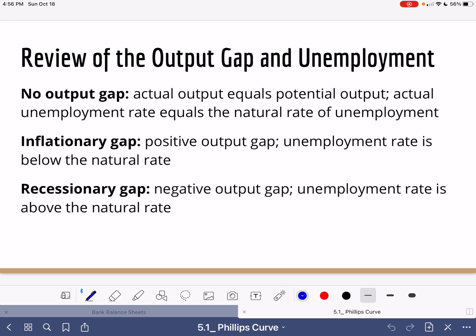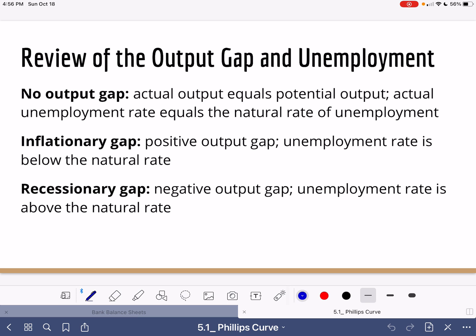Before we look at this new graph, just a quick review of the output gaps and unemployment. We really need to understand what these gaps are and what they mean, because when we start drawing these on our Phillips curve, that's going to help us make sure we're placing the point in the correct spot. No output gap is when the actual output equals potential output. So this is no output gap as we are at equilibrium.